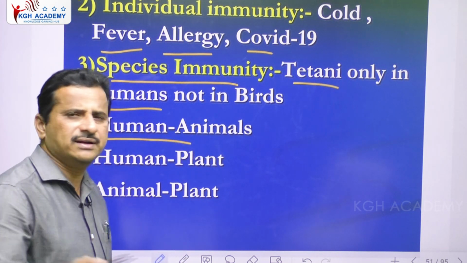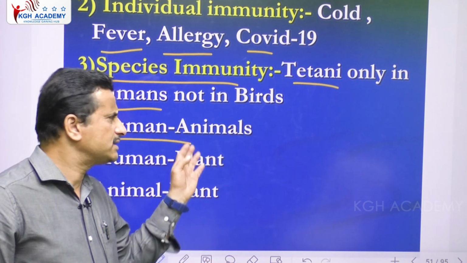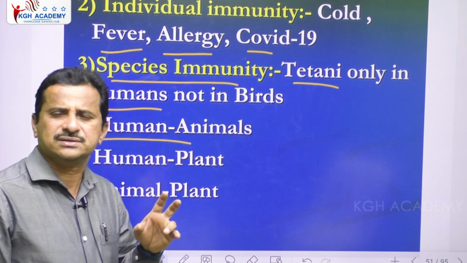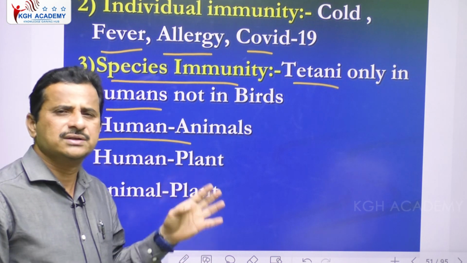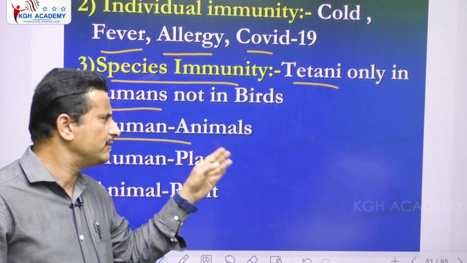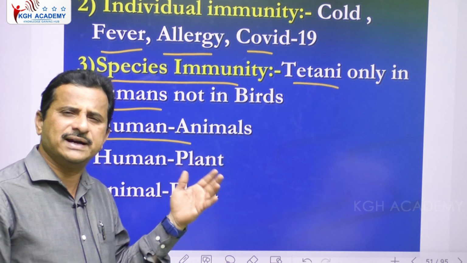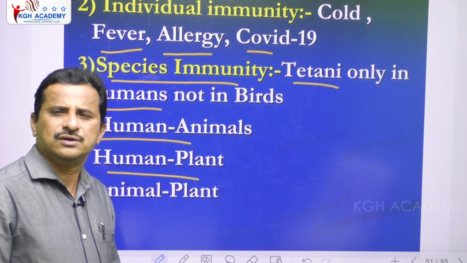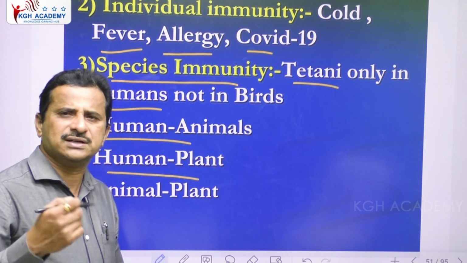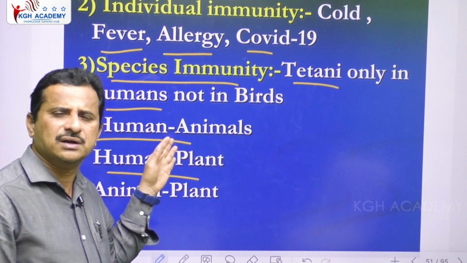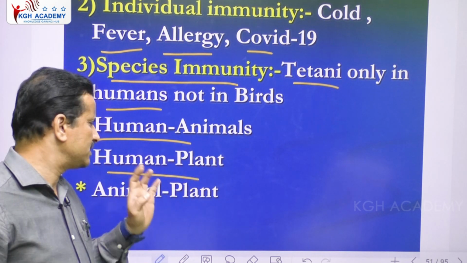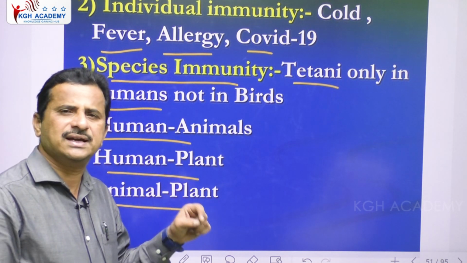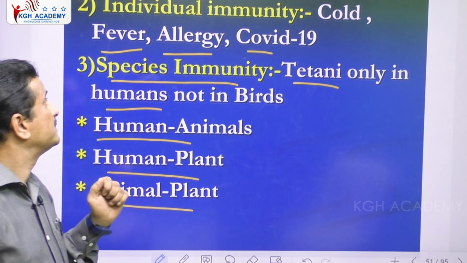Next, human and animals. Human viruses do not infect animals, and animal viruses do not affect humans. There are some exceptions, three or four examples. So all human disease viruses and bacteria do not infect all animals, and in reverse, all animal bacteria and viruses do not affect humans. Next, human and plant: human pathogenic microorganisms do not cause damage to plants, and plant viruses and bacteria show no effect on humans. Again, animal and plant. Like this, species to species, immunity is different. This is called species immunity.